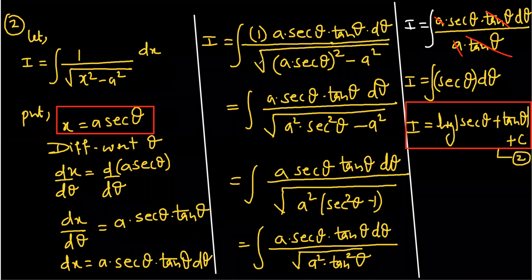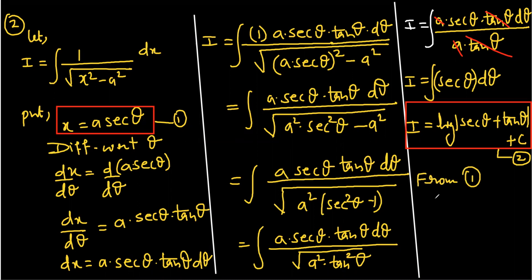So here this is equation number 1. Now I write from 1, x over a equals to sec theta. So I got the value of sec theta, which I will use. This is my third equation. This will be used in 2 for writing the final answer. What more do I do now? I have obtained sec theta, but I still have to find tan theta, right?